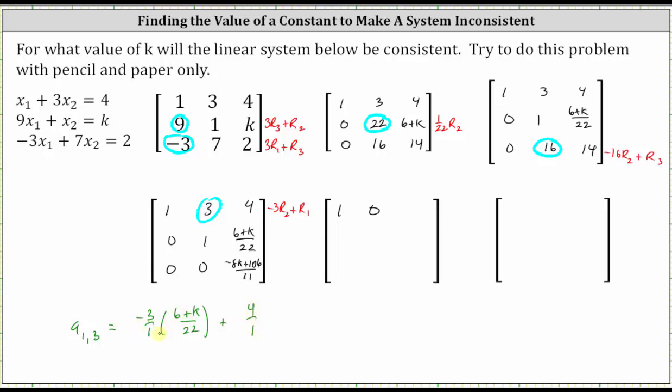For this first product, nothing simplifies, so the common denominator is going to be 22. Let's write 4 over 1 as an equivalent fraction with the denominator of 22. So we have a common denominator of 22 now. And the numerator is going to be, distributing negative 3, negative 18 minus 3k, and then plus 88. Simplifying, negative 18 plus 88 is 70. We have negative 3k plus 70 all over 22.